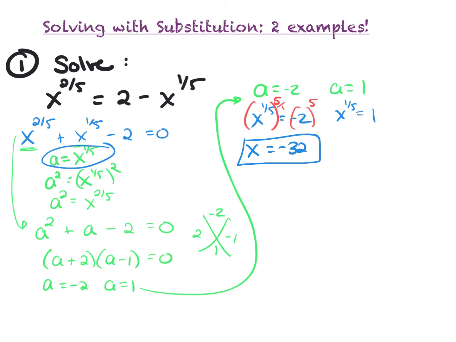There's our first answer. We'll do the same thing with x to the 1/5 equals 1. To get rid of the 1/5, I'll raise both sides to the 5th power. The 1/5 and the 5th power are going to cancel on the left-hand side, leaving us with just x. And 1 to the 5th power is just going to stay 1. Great. So we have our two answers, x equals -32 and x equals 1. Let's try one more.